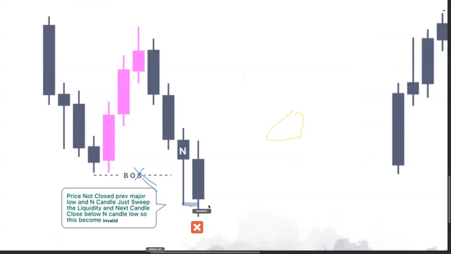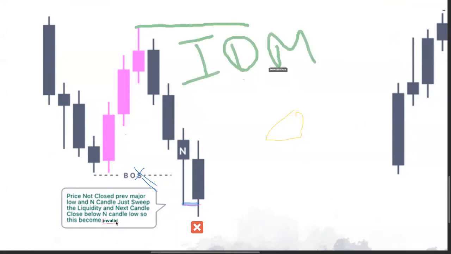This one is invalid. Yeah, exactly, because price did not close below this candle low. Correct, so this is not valid. And you will see a valid one here, but I replaced this one.